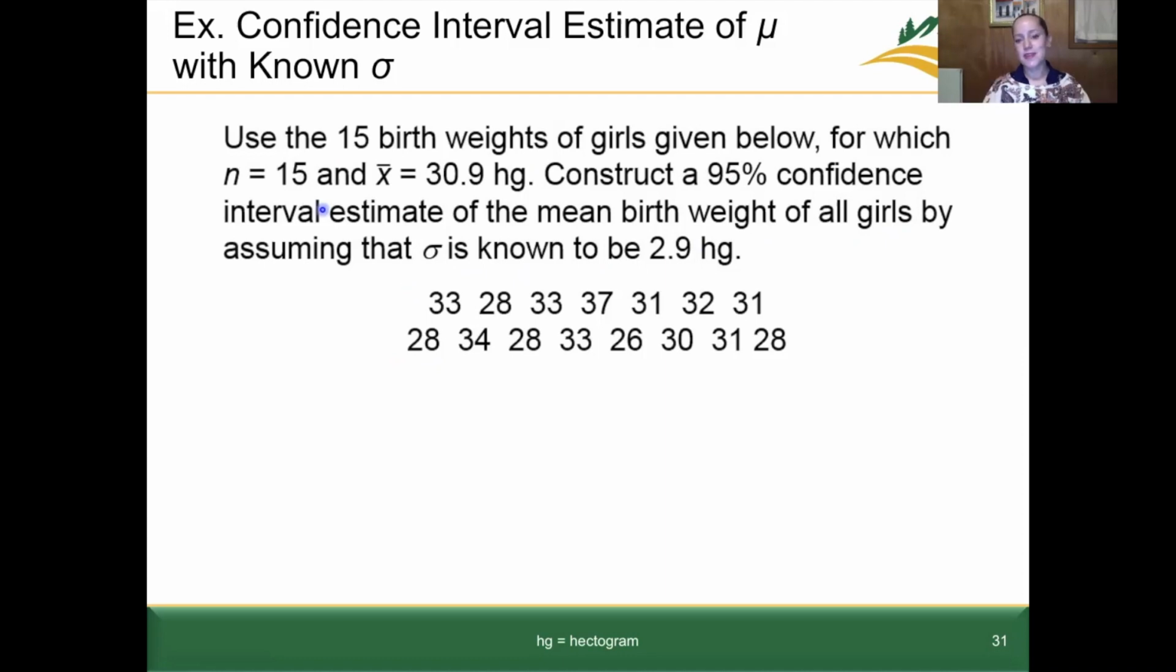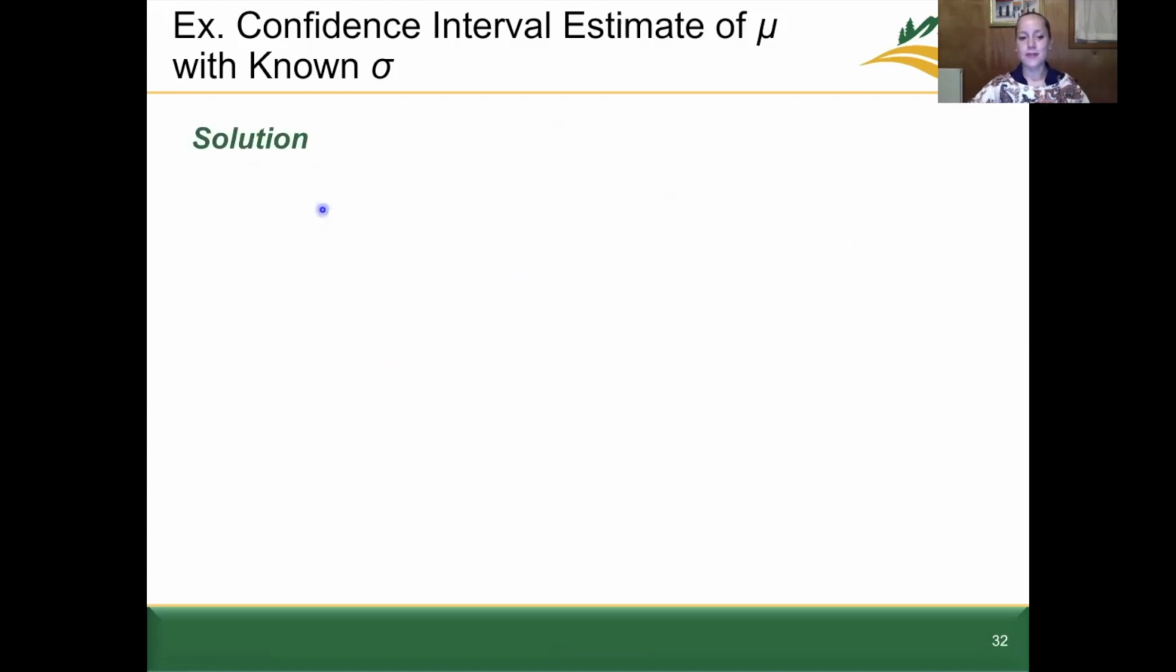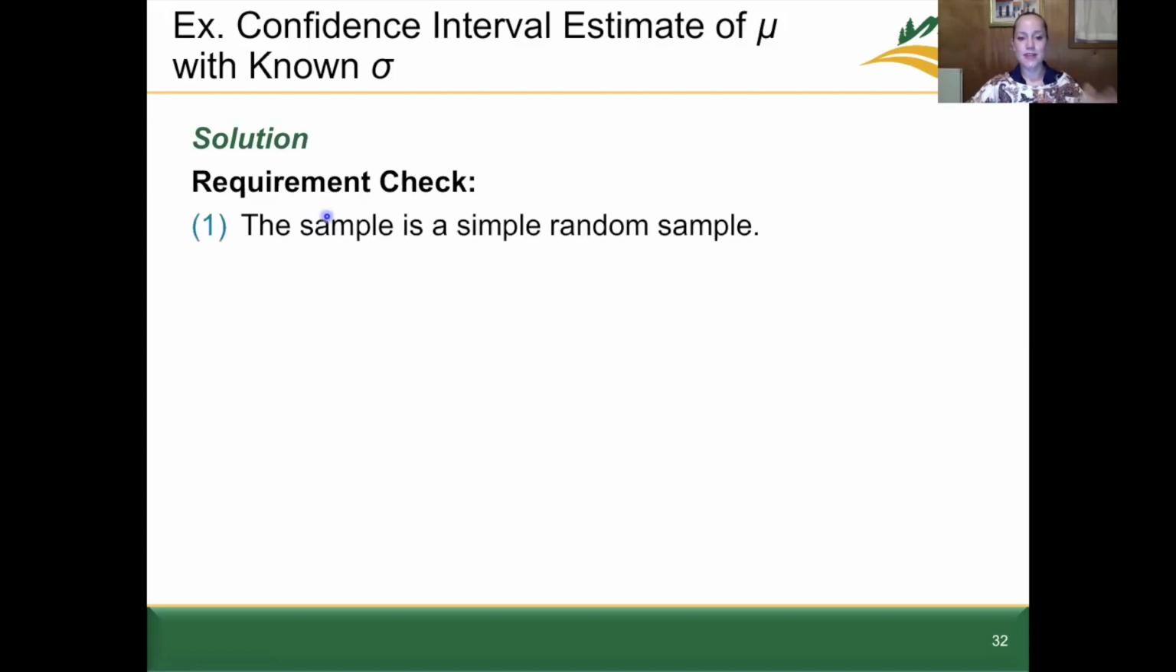Remember, we're following the same procedure as earlier, so the first step here is to check the requirements. Number 1, the sample is a simple random sample. Yes, that's true. We weren't taking biased samples of data. For example, if we knew all of the mothers were a certain age, then that would be a biased sample. This is just a simple random sample of babies' birth weights.